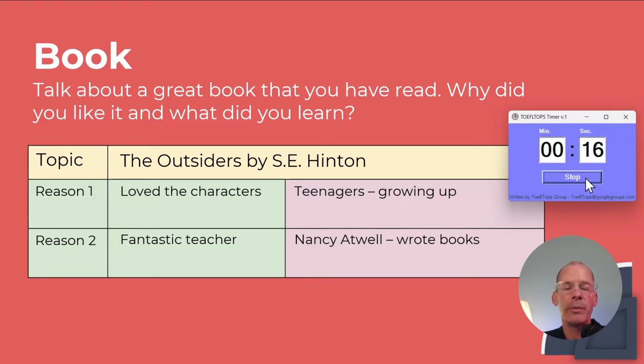One reason I loved it is the characters were very great and memorable. They were teenagers. It was a book about growing up, and I was growing up at that time. Another reason is that I had a fantastic teacher. Her name was Nancy Atwell, and later in the future, she wrote many books and opened a school.